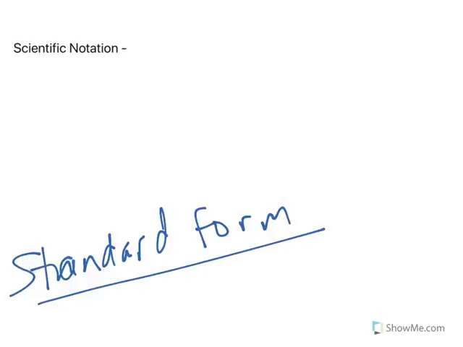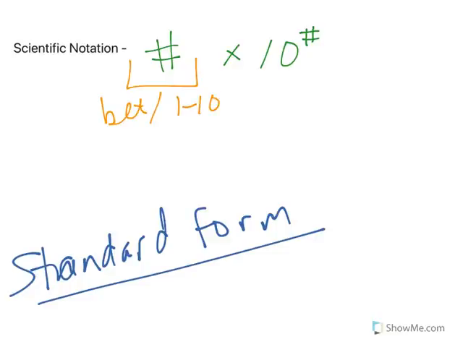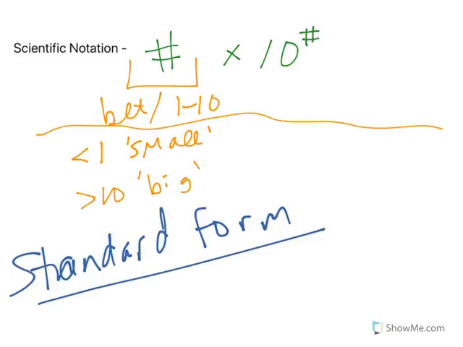So just a quick recap from past days, because I'm sure this is not the first time you've heard of scientific notation, but it might be the first time in a long time you've actually used it. Recall that scientific notation is a number times 10 to another number. The key is that this number must be between 1 and 10. If it is less than 1, we call that small. If a number is greater than 10, we call that big. Okay, that's kind of a side piece here.